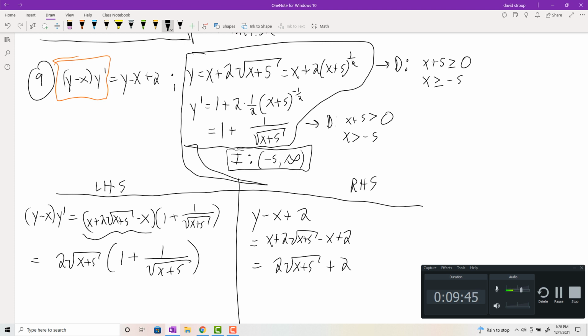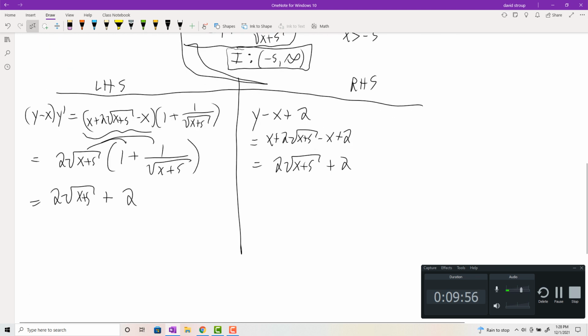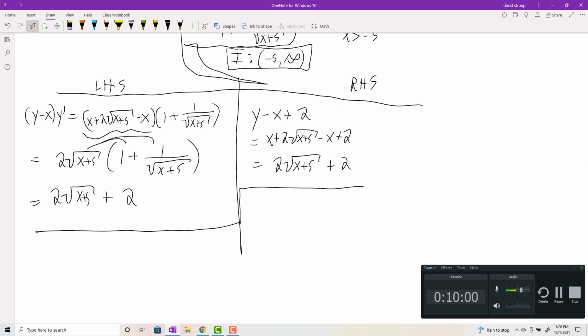Okay, I'm going to distribute this, and I'll have 2 square root of x plus 5. In the second distribution, the square root of x plus 5s will cancel, and you'll just have 2. So here, both sides match. We already worried about the interval of definition above. So ultimately you could say this thing is a solution on that particular interval.